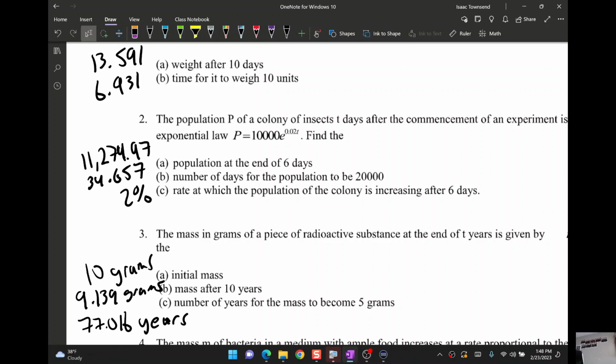Yours is like exactly. What'd you get for the other one? No, I just remember. For mass, 1470. Yeah, that's fine.